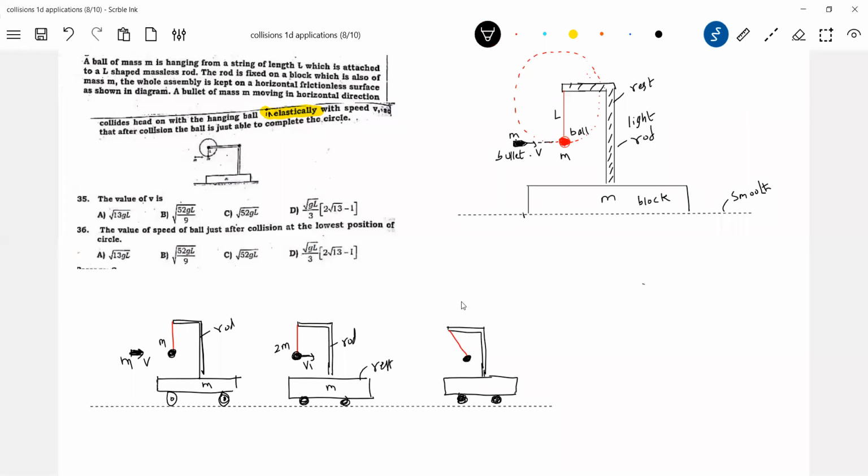Just don't write equations and end up with an answer. What actually goes on? This is the situation. Here it will have velocity, say v dash. Now this will start moving with a velocity. Why will it start moving now? Because the component of tension will act.